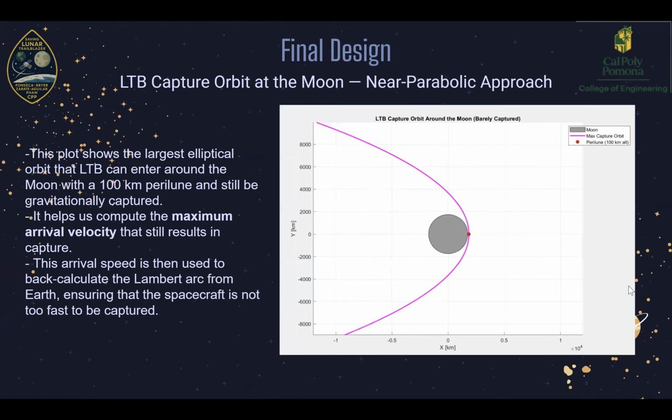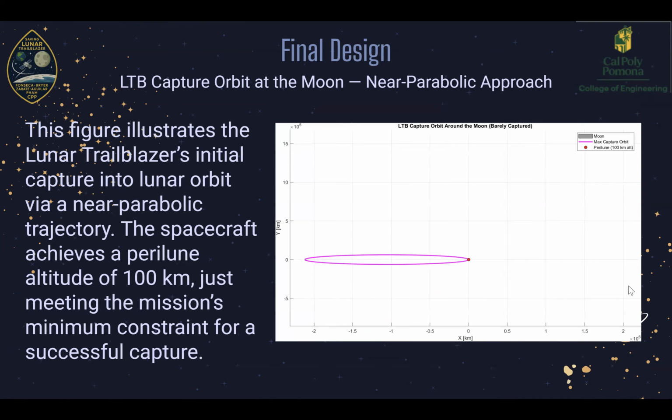Next slide, please. Next is the plot of the largest elliptical orbit that the Lunar Trailblazer can enter and still be gravitationally captured, which is at the periapsis altitude of 100 kilometers. We can then compute the maximum arrival velocity that results in the capture. The arrival speed is then used to calculate the Lambert arc of the Earth, ensuring that the spacecraft is not too fast upon re-entry. Next slide.